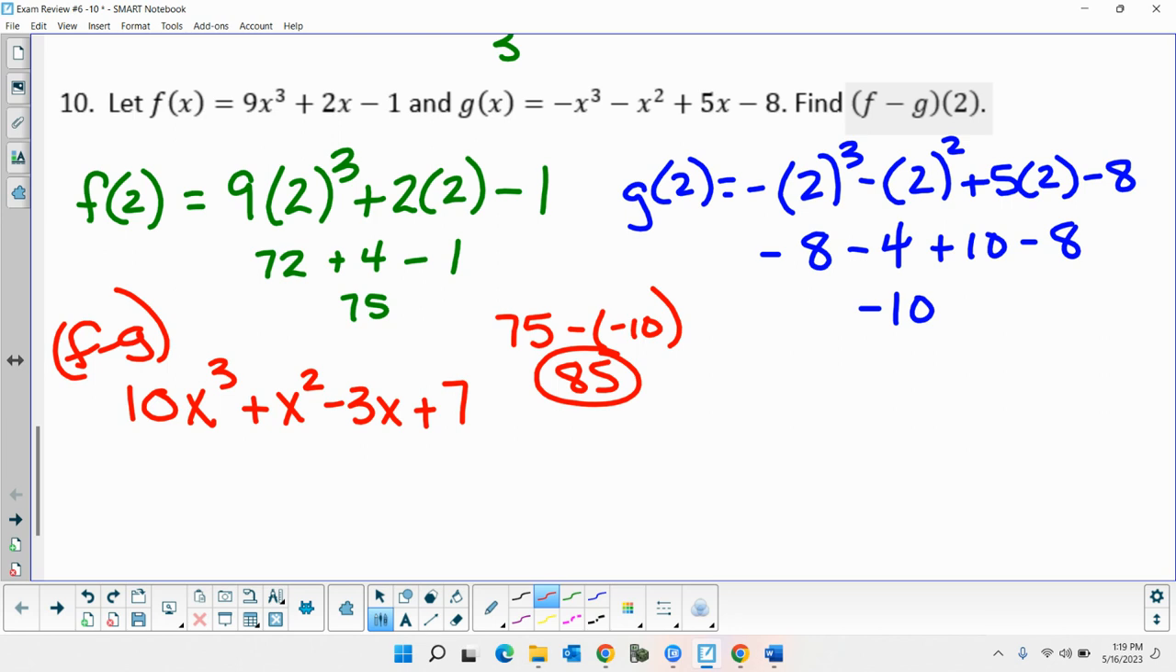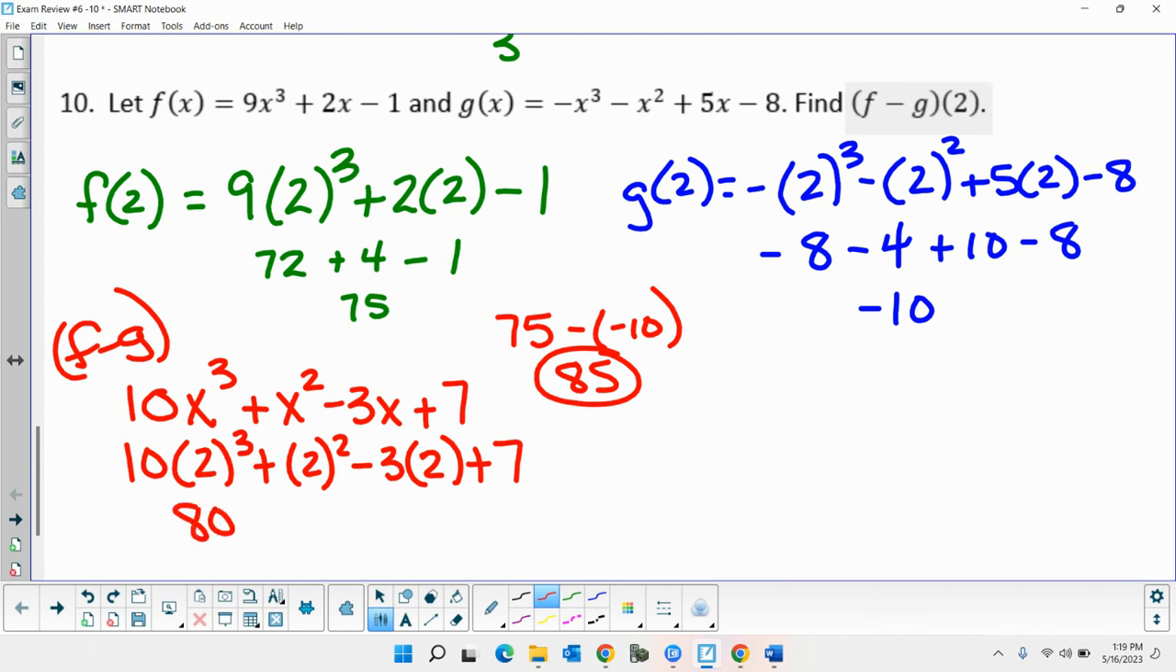Now what do you do with the 2? Now you plug it in. So you can subtract them first and then plug it in, and you'll get the same answer. 2 cubed is 8 times 10 is 80. 2 squared is 4. Negative 3 times 2, negative 6. 84 minus 6 is 78 plus 7 is 85. Simple. Easy. You can do it.